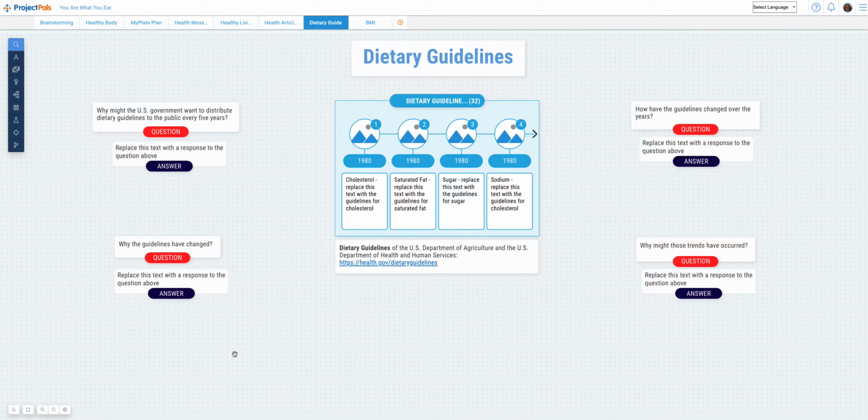In the Dietary Guide tab, the U.S. Department of Agriculture and the U.S. Department of Health and Human Services have released dietary guidelines to the public every 5 years since 1980.